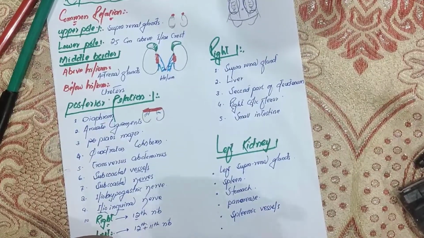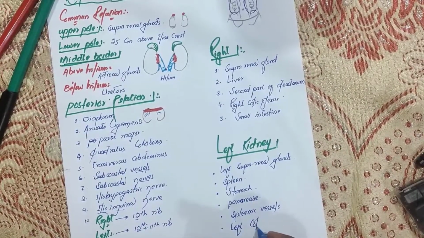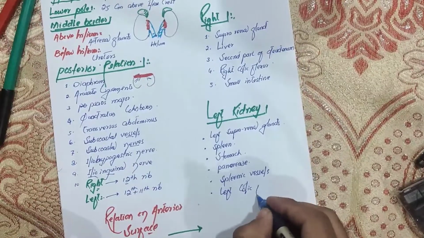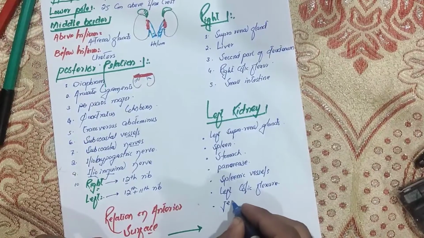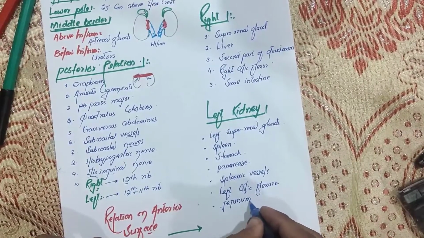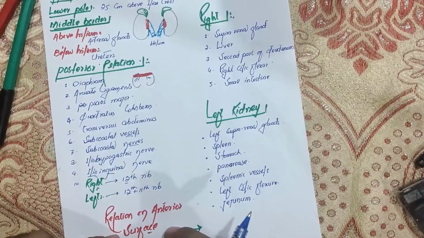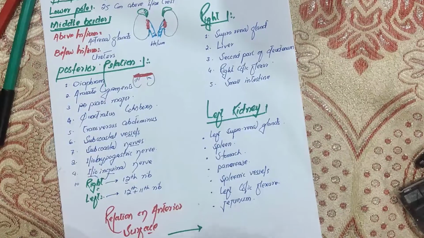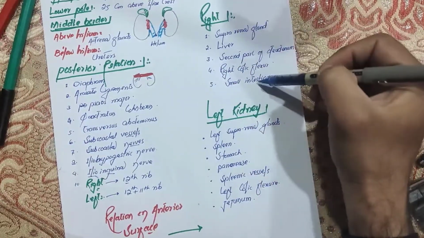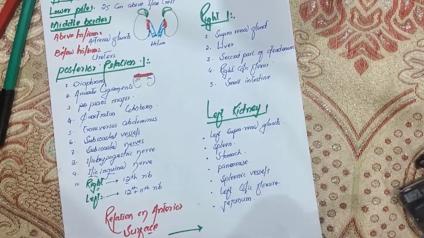Then the next important structure is the left colic flexure. Look here. Here is the right colic flexure. Here is the left colic flexure. Okay, and the last thing there is your jejunum, right? So these are the relations of the kidneys on the anterior surface to other viscera: the relations of the right kidney and the relations of the left kidney on the anterior surface.